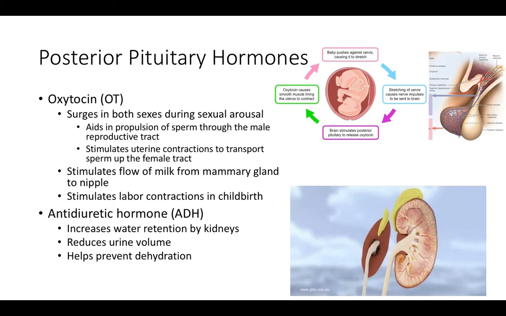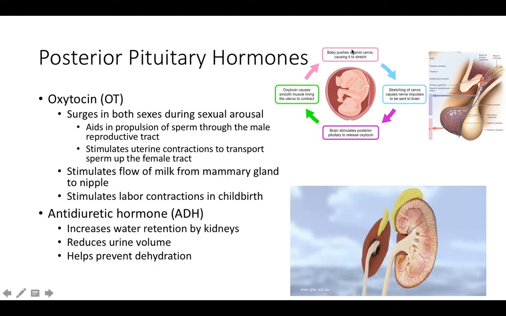Okay, so it aids in the propulsion of sperm through the male reproductive tract, and on that same note, helps the uterus to contract in order to transport the sperm up the female reproductive tract. All right, and then the last thing it does, and we'll talk more about this because we're going to talk about feedback loops, but basically, oxytocin also stimulates labor contraction and childbirth.